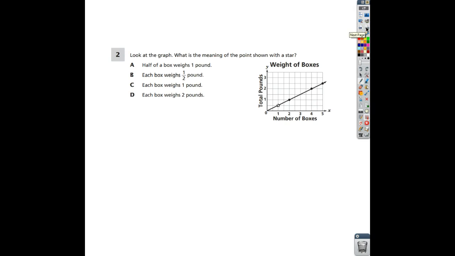Okay, go ahead and do this one. This one asks what is the meaning of this. If you look at this, this is my unit rate. Here's one box. How much does it give me? Well, if 2 lines is 1, then this would be 1/2 of a pound. So 1 box weighs 1/2 a pound. Okay, try this one.